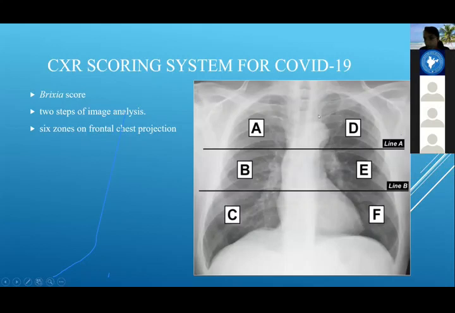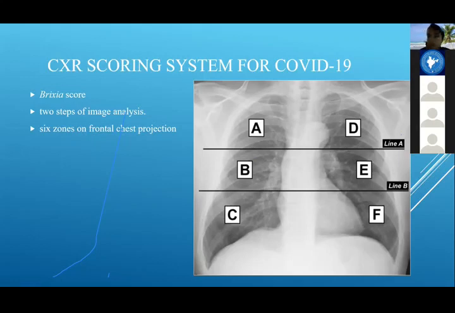The first zone, the upper zone, is just up to the inferior margin of the aortic arch. The second zone is up to the level of the inferior pulmonary vein, that is just below the level of the hilum, and the below zone is the lower zone. But in most of the bedside or portable X-rays, it is very difficult to see the landmarks.